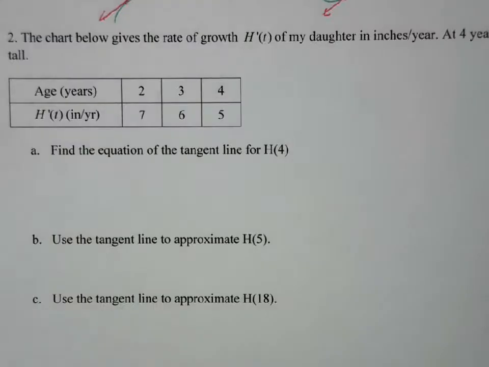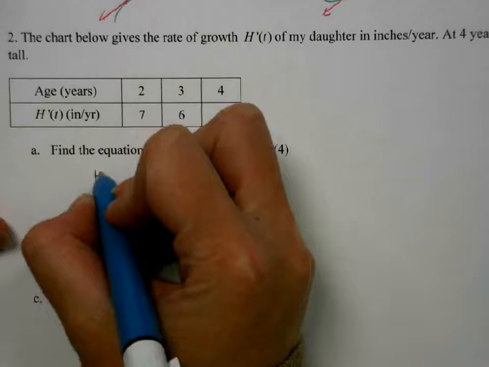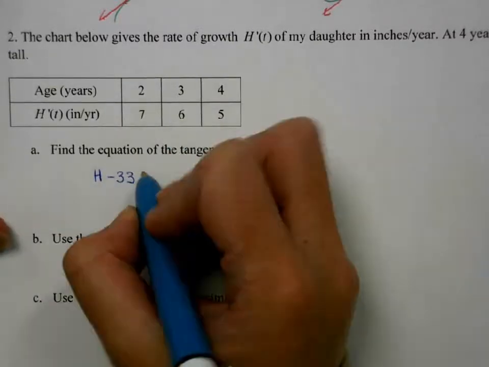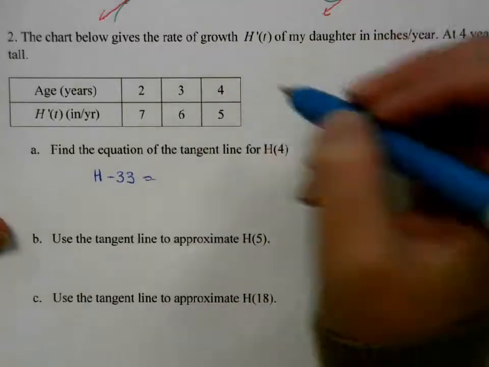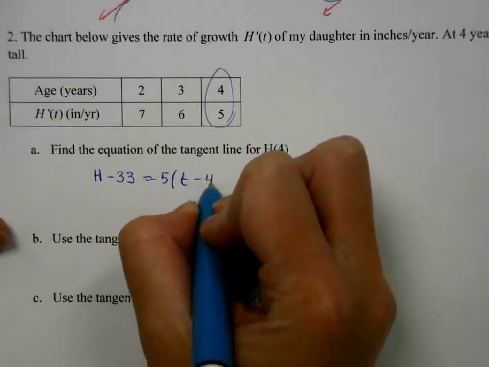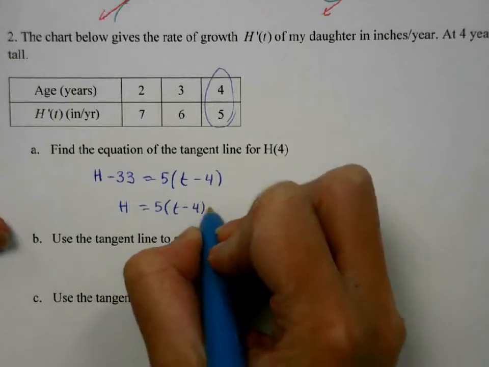All right, the chart below gives the rate of growth, h prime, of my daughter in inches per year. At 4 years old, she is 33 inches tall. So we're going to write the equation for the tangent line for her height at 4 years old. I'm just going to use h as my variable. So h minus, she's 33 inches now, equals, our slope is going to be 5 times (t minus 4). So h will equal 5(t minus 4) plus 33.